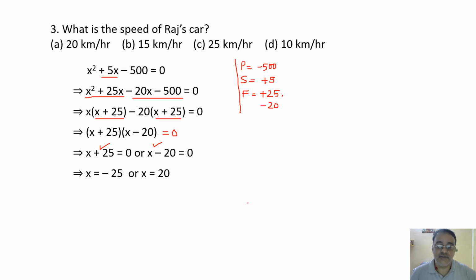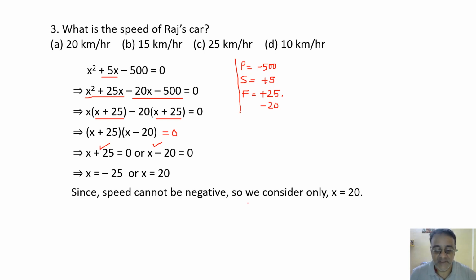So if you neglect, we are getting x equals 20. Hence the speed of Raj's car is 20 kilometer per hour. Which option is the correct one? Option A. Option A, right.